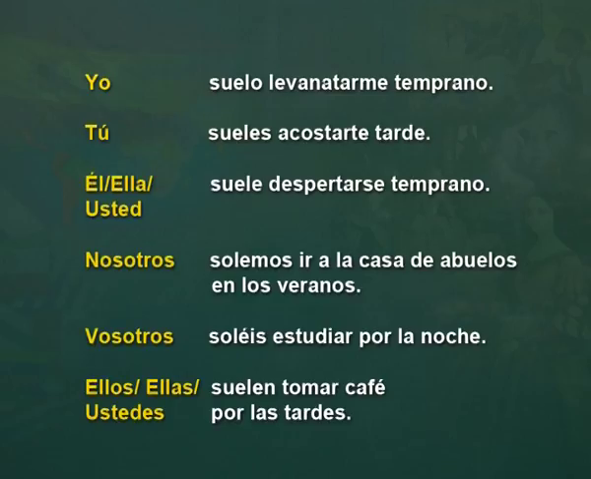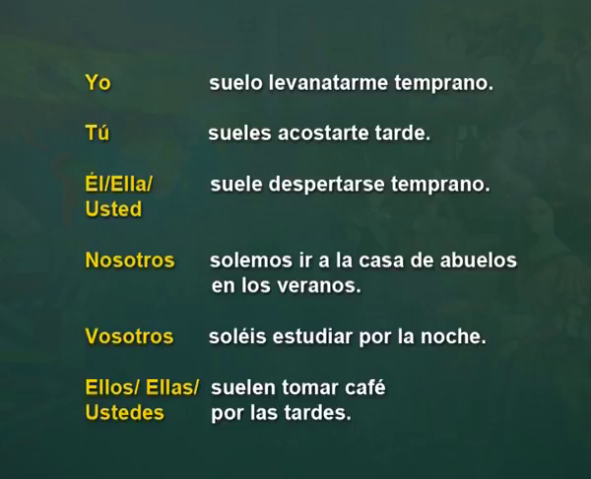But you must have also observed that a reflexive verb is used in a different way. You are right. With soler, we use the infinitive form of the verb. Let us now practice for a clear understanding. You know what to do. Yo suelo levantarme temprano. Tú sueles acostarte tarde.